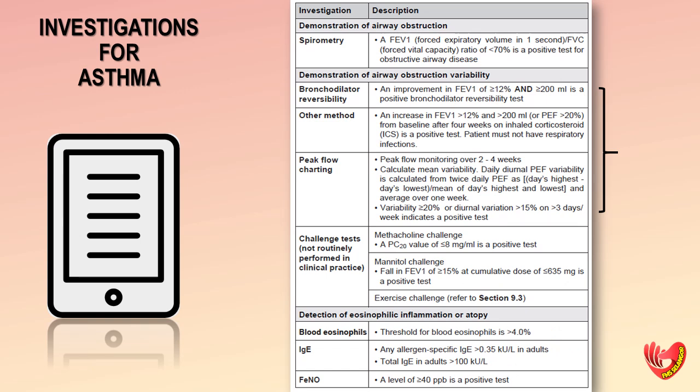Now, let us see the investigations for asthma. The table shows different investigations that can be performed for diagnosing asthma. To demonstrate airway obstruction, spirometry will be the ideal test. Bronchodilator reversibility test and peak flow charting demonstrate airway obstruction variability. While to detect eosinophilic inflammation or atopy, blood eosinophil count, IgE level and FeNO test will be used.